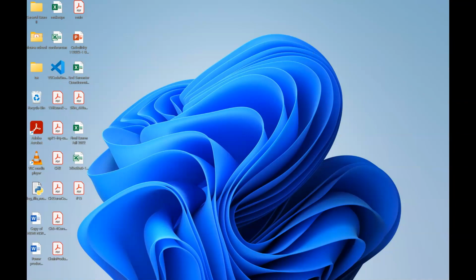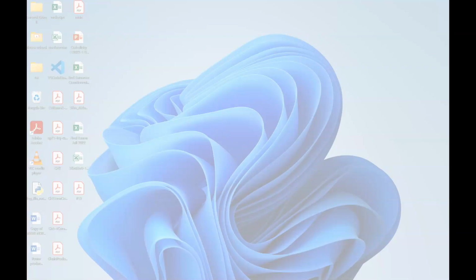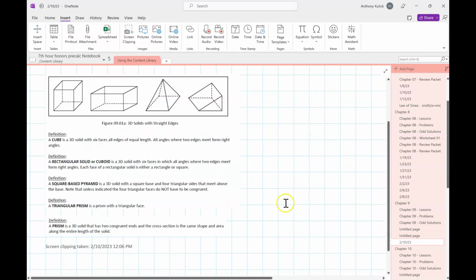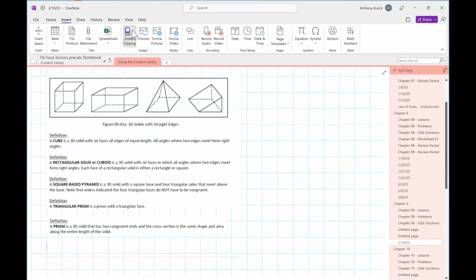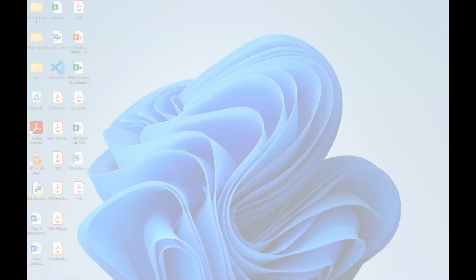So we have that. Really, any 3D shape that has 2 congruent sides that are parallel like that, and the cross section is the same the whole way through, would be considered a prism. Next round of shapes.